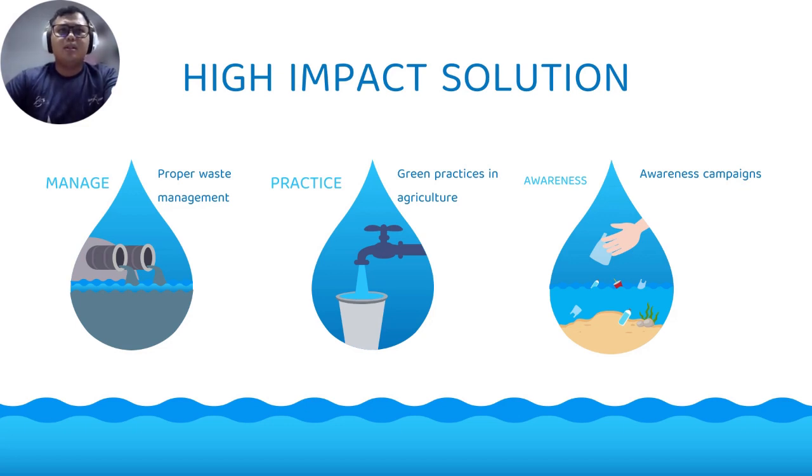The third solution is the awareness campaign. Educating people about the impact of water pollution and how they can contribute to reducing it can go a long way in preventing water pollution. This can be done through various means such as school programs, social media campaigns, and community outreach.